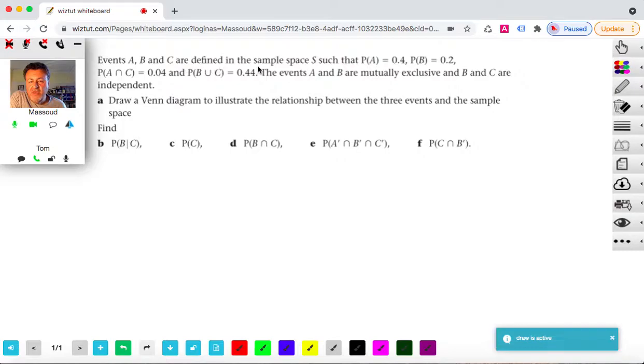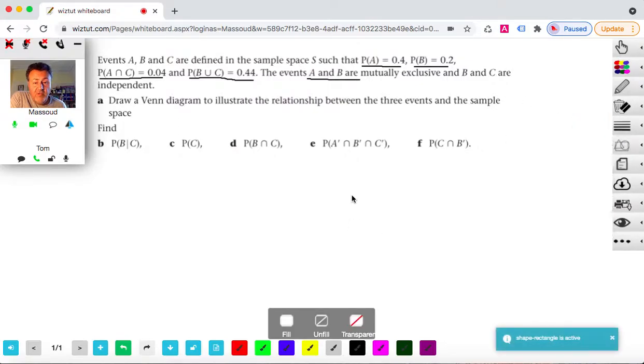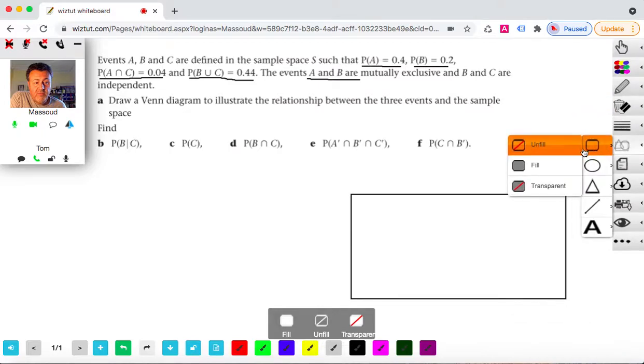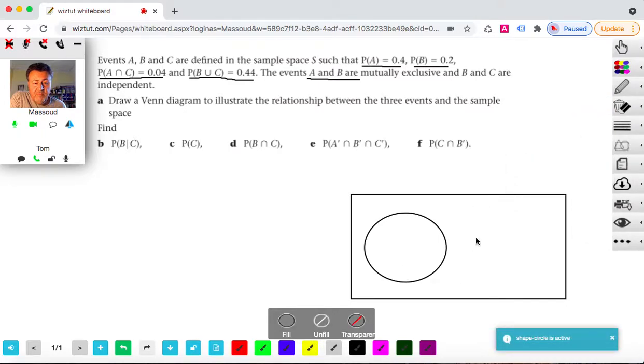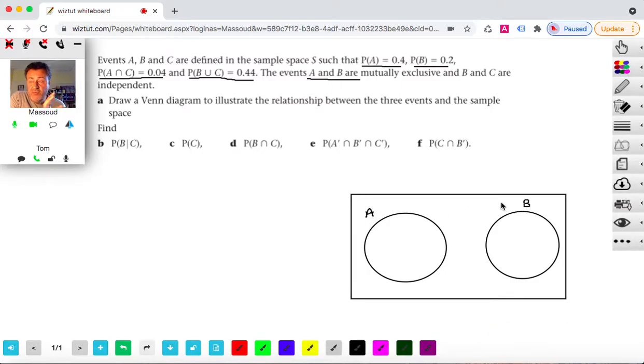Events A, B, and C are defined in a sample space. They have given us the probability of A, the probability of B, the intersection of A and C, and also the union of B and C. We have to take note that A and B are mutually exclusive. So if I wanted to draw this as a diagram, since they are mutually exclusive, A and B should be totally separate regions. They can't have a shared area or an intersection.